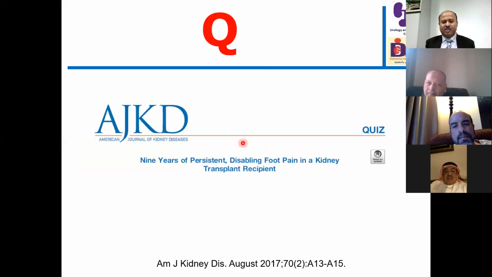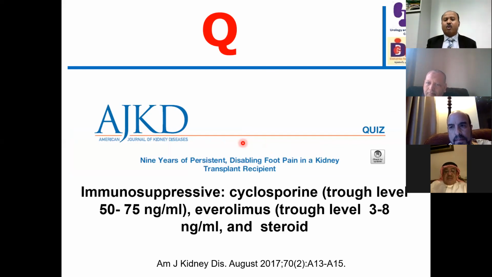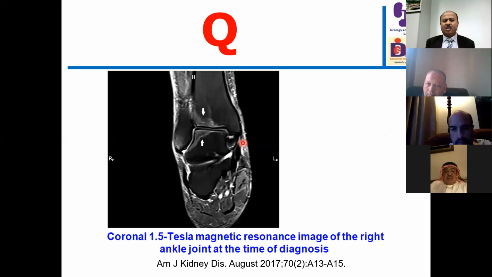This is a case published in the journal many years ago, about 9 years of resistant, disabling foot pain in a kidney transplant recipient treated with cyclosporin, low level, everolimus, and steroid. If we have a transplant patient like this, we should investigate the metabolic profile. Gout would lead to unilateral pain. The patient is not gouty. There is no infection. The MRI was done and it reveals some sort of bone marrow edema.